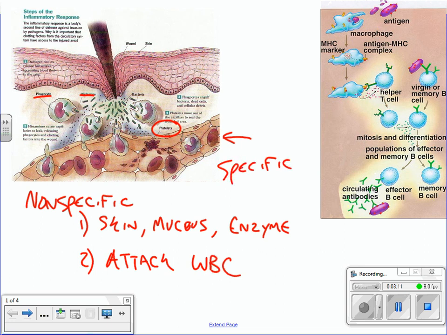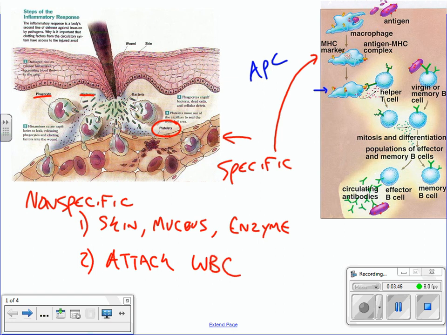So when we start kicking in specific, here's the second image here. We start kicking in the specific after that macrophage starts presenting pieces of the antigens. The antigen is anything foreign in your body, and that first macrophage is an antigen presenting cell, an APC. And the way that it presents it is via an MHC, a major histocompatibility marker. Those are the yellow pieces on top of the macrophage here. And as you can see, it's presenting a little teeny fragment of the antigen.